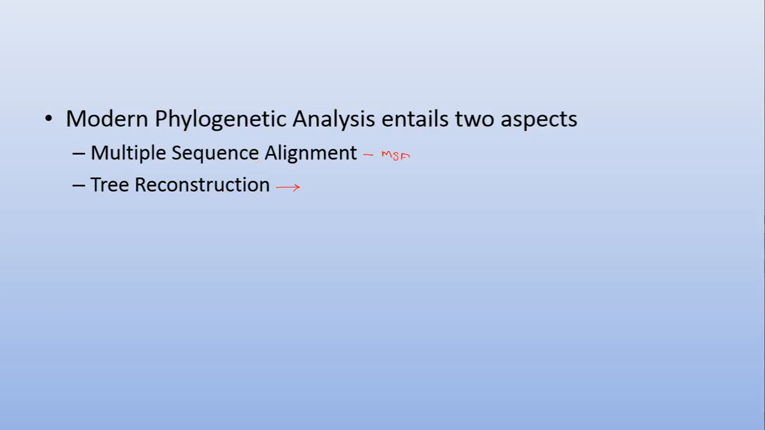First, we generate a multiple sequence alignment of given sequences, and then we try to reconstruct a tree that would give us an idea or some insights on how these sequences might have evolved. So the major focus of our discussion today would be tree reconstruction: how do we reconstruct the phylogenetic tree, what are the different methods that are available, and when to use what type of method. This would be the major point of discussion of today's lecture.